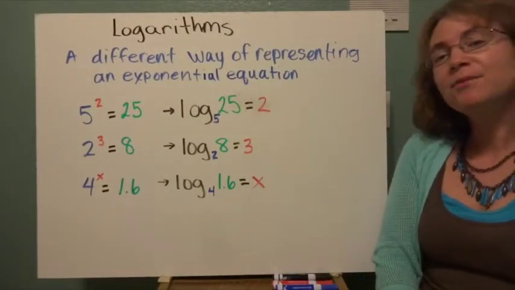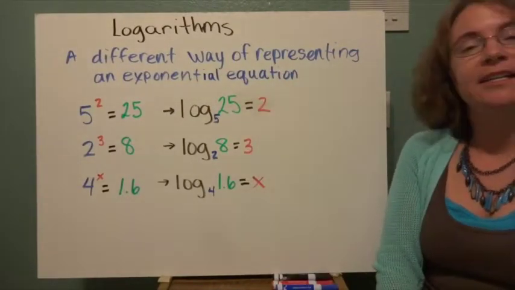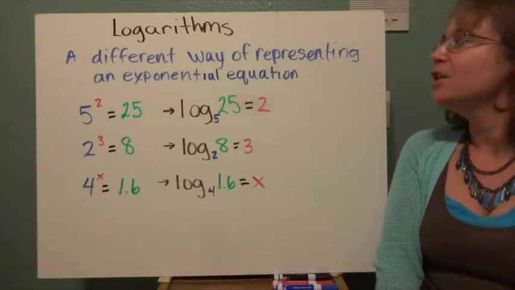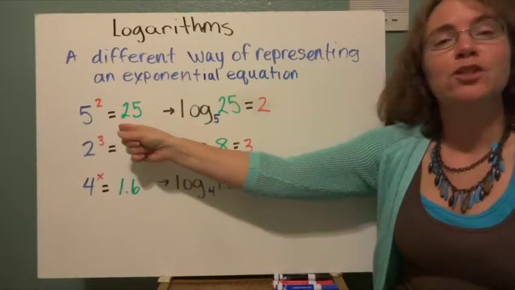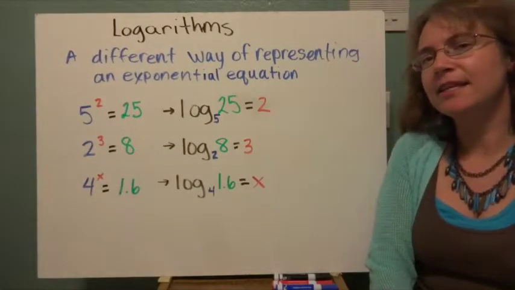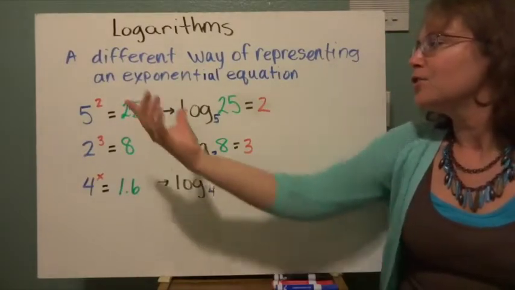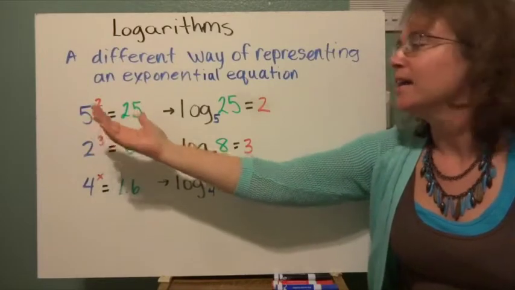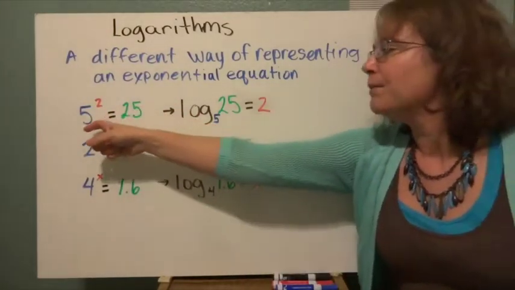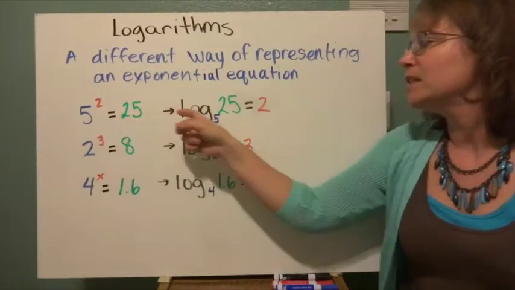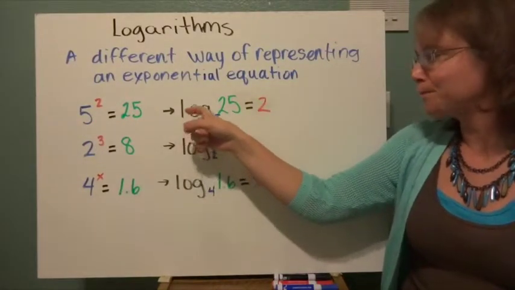Logarithms. Logarithms are just a different way of representing exponential equations. So if we have an exponential equation, 5 to the second power equals 25, I can rewrite this using logarithms. Logarithms are just another way to express this exponential relationship. So I would rewrite this equation to its equivalent logarithm expression.